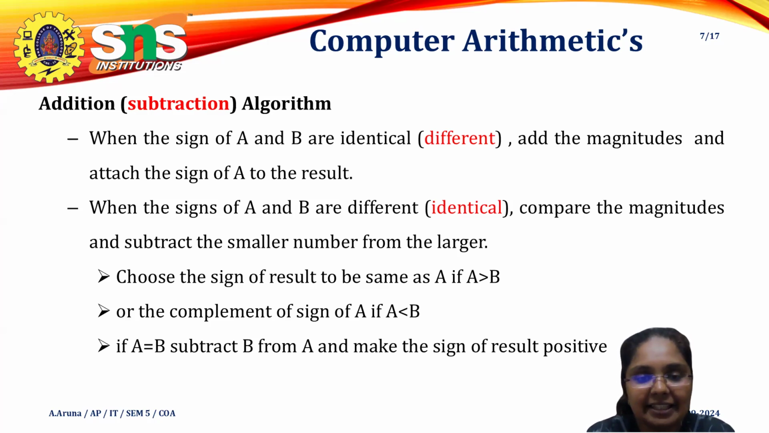If A is greater than B, I have to compare which one is the largest, attach that sign here, and also do the subtraction. If A is less than B, B is greater, so I'm going to attach the sign of B and subtract B minus A. So this is the case we're going to work out for the subtraction algorithm.